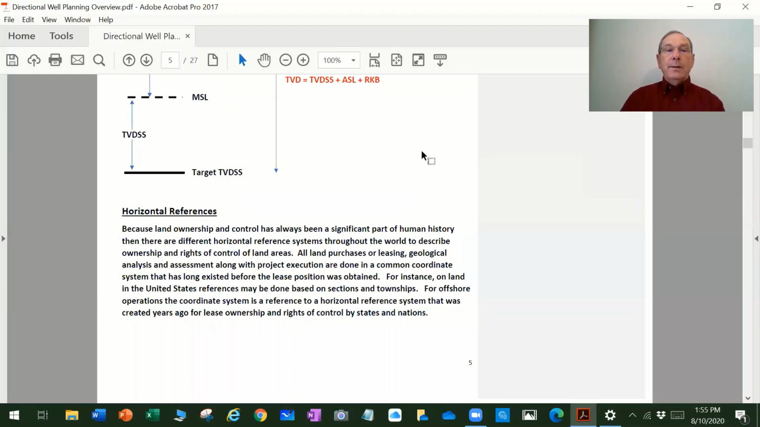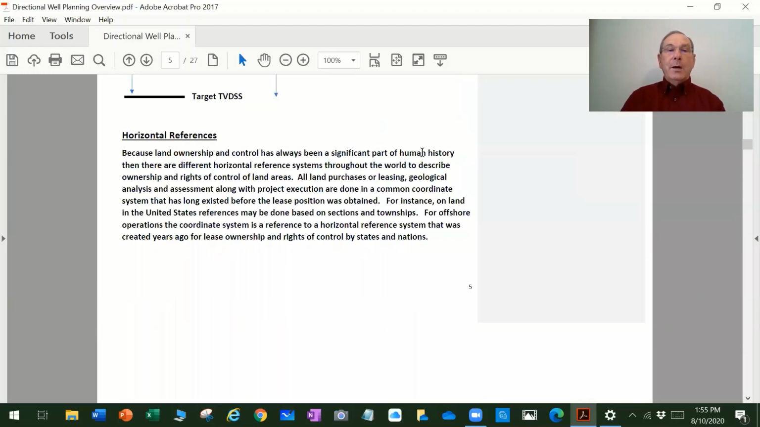Now, horizontal references are extremely important as well.